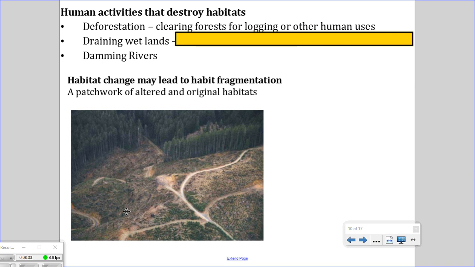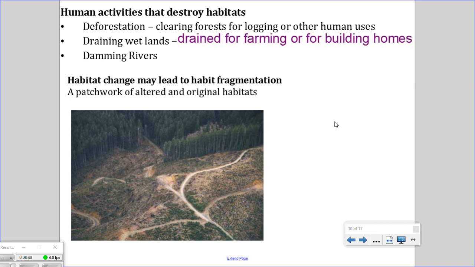So you basically just clear cut a forested area, draining wetlands, which are drained for farming or for building homes, which can lead to potential flooding issues because those are generally floodplains if they're wetlands, and the damming of rivers, as we saw in the previous slide with that of the Colorado River. Habitat change may lead to habitat fragmentation, which is basically a patchwork of altered and original habitats.